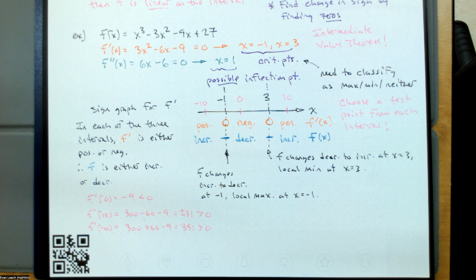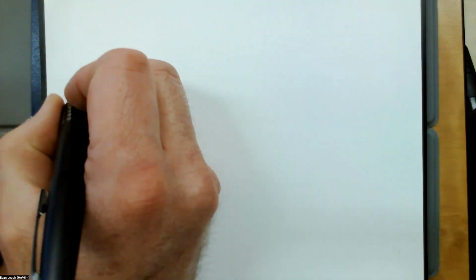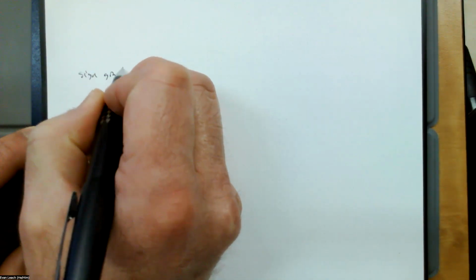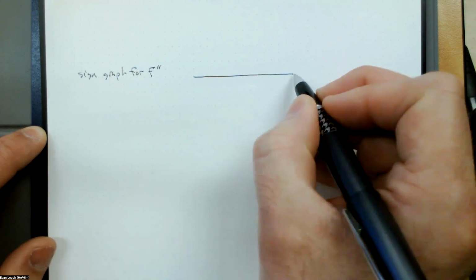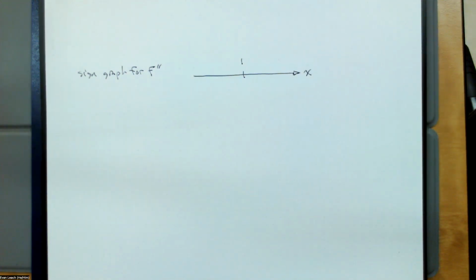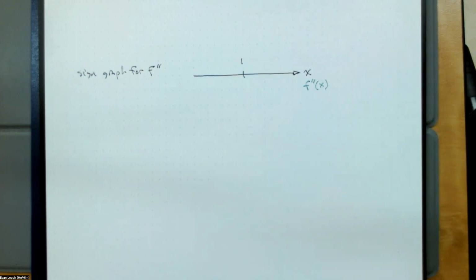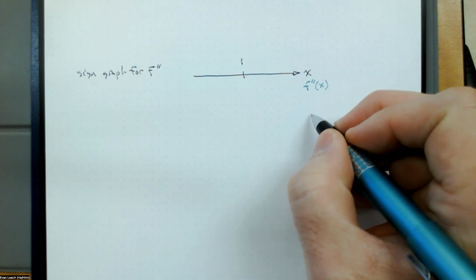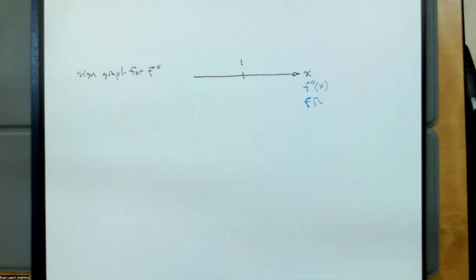We can build a sign graph for f double prime doing the same thing. Now at this point, we know that there's an inflection point. But we do the same thing. We make a number line. We had our one possible inflection point at 1. This divides the number line into two regions. We're going to use the sign of f double prime to tell us about the concavity of f. I'm actually going to include all this stuff.